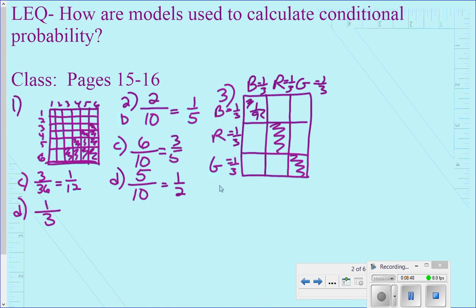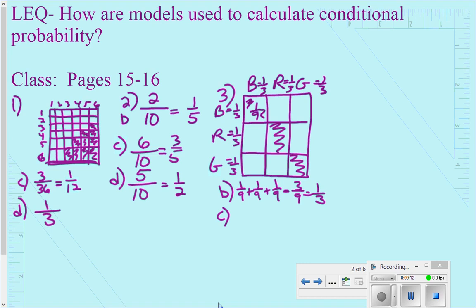So part B says, what is the probability that both spins give the same color? Well, that's either the blue, blue, or the red, red, or the green, green. Or means we add those. So I'm going to take 1/9 and add it to 1/9 and add it to 1/9, which gives me 3/9, which simplifies to 1/3. So the probability of getting the same color twice is 1/3.